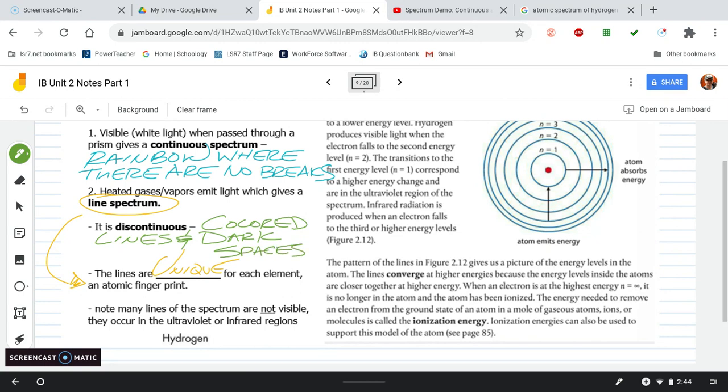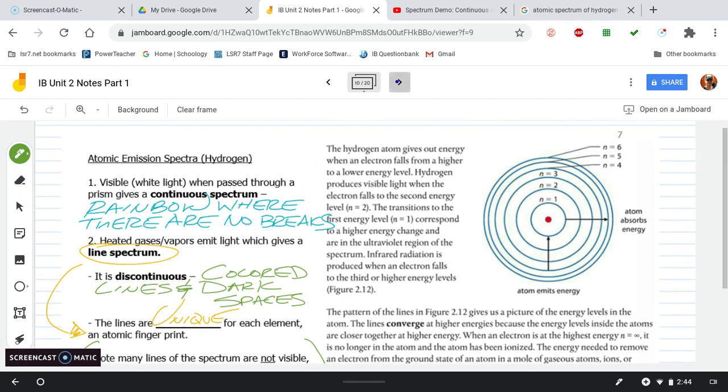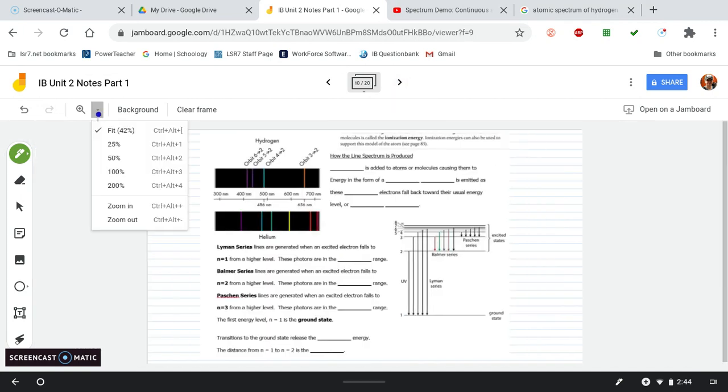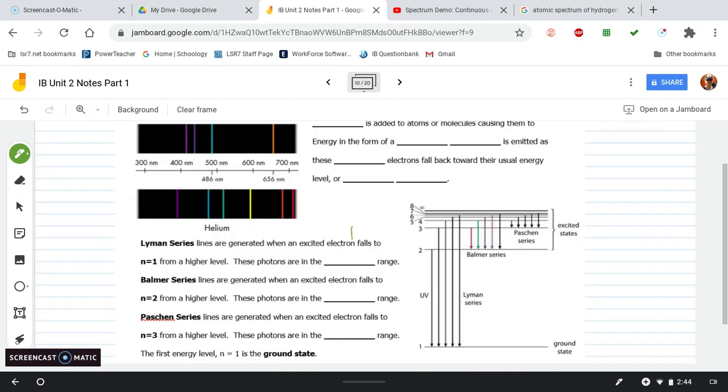Okay, now when you look at one of these right here, it says, note, many of the lines of the spectrum are not visible to the naked eye because they are in the ultraviolet or the infrared regions. So we can only see parts of the line spectrum that our eyeball can see. But there are other parts that we can't see. So let's go take a look at the next page. We'll come back to that other thing. So here we go.